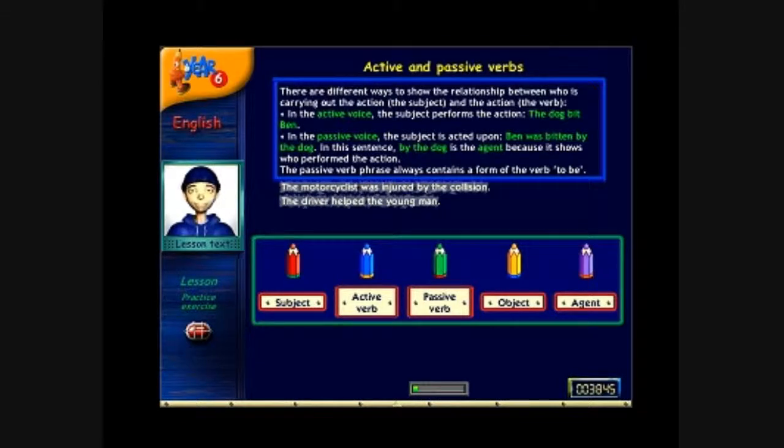There are different ways to show the relationship between who is carrying out the action and the action. By the dog is the agent because it shows who performed the action. The subject, and the action, the verb.